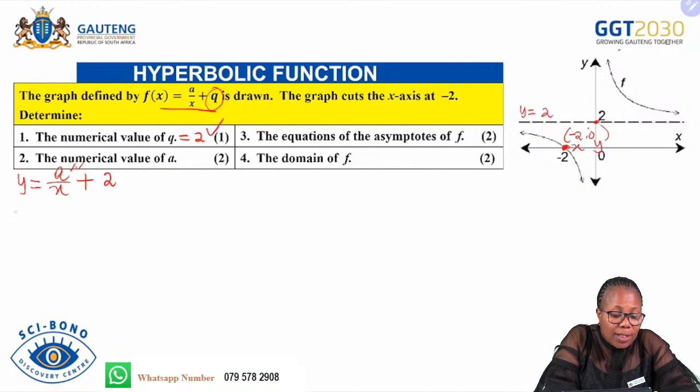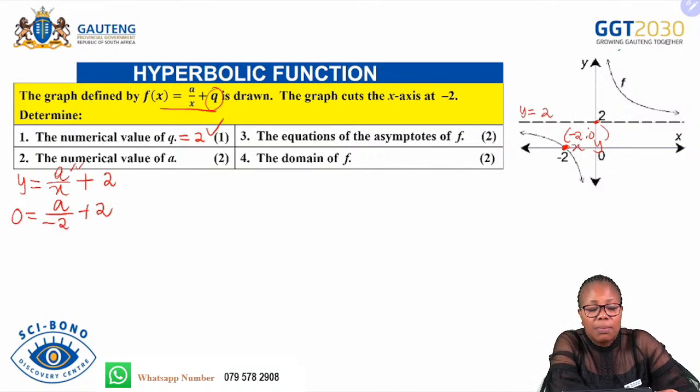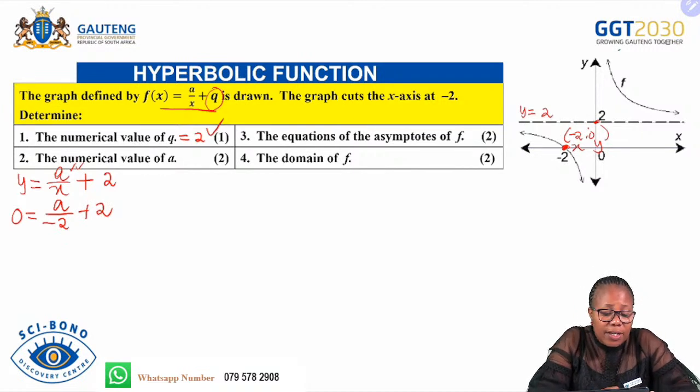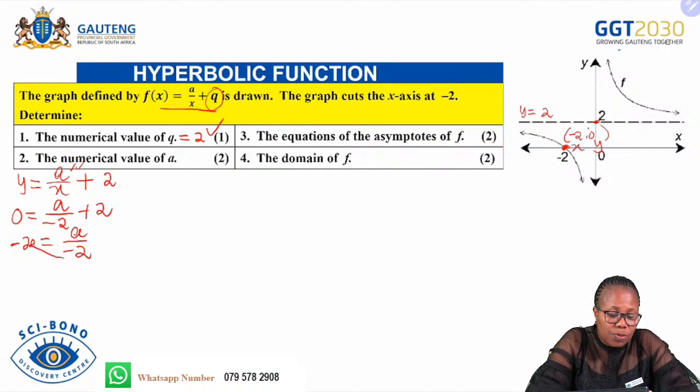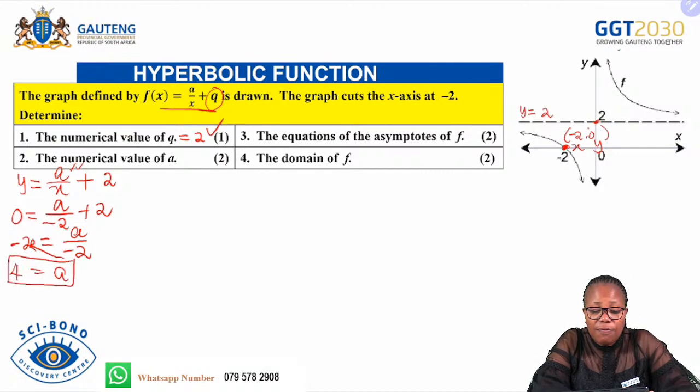So how much is y? Y is 0. We are looking for a. X is -2, and then we have a +2 for q that we calculated in number 1. And then we are going to transpose 2 to this side, it becomes -2. Same method as previously, grade 12s. And then we have a over -2. Cross multiplying, we end up with -2 times -2, which is positive 4. Therefore, the a value will be just 4.